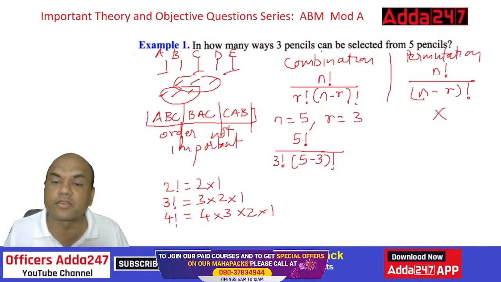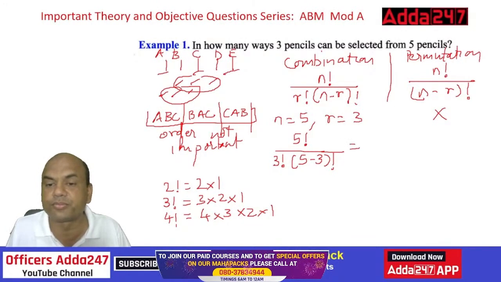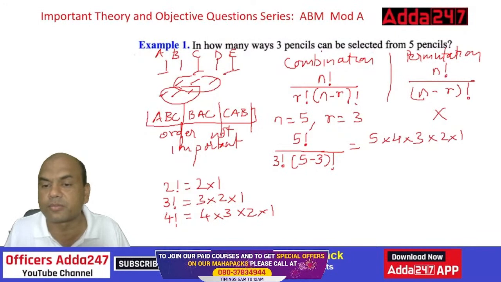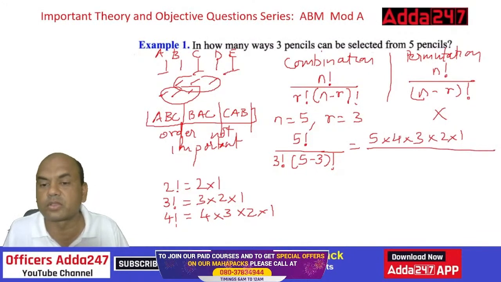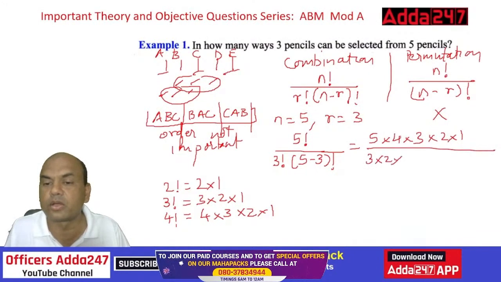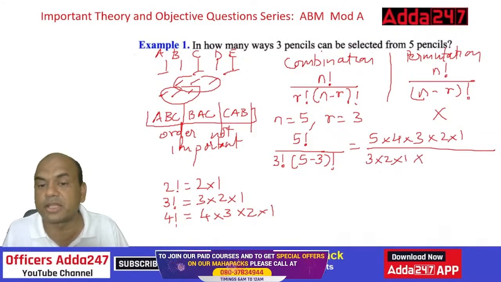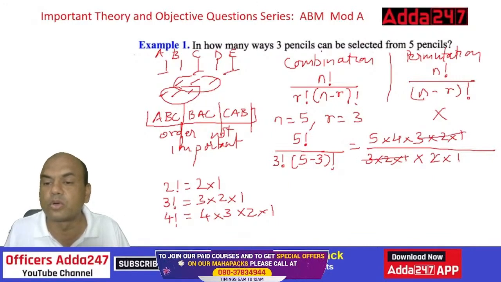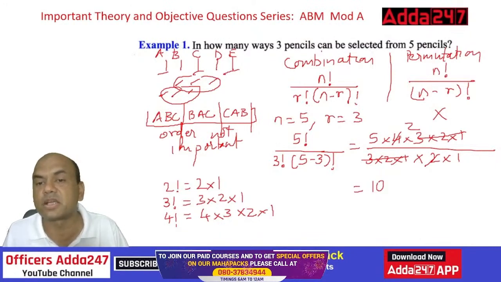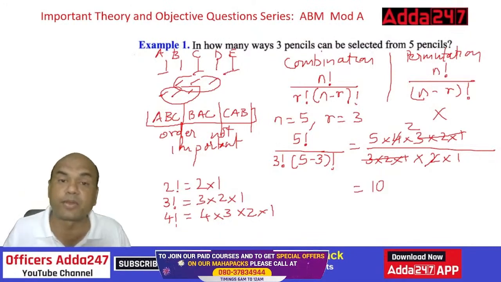So here my answer will be 5 into 4 into 3 into 2 into 1. Similarly over here, 3 factorial is 3 into 2 into 1. Don't solve it now. And this 5 minus 3 is 2 factorial, so that is 2 into 1. Now go on cancelling. This gets cancelled with this. 2 1s are 2, 2 5s are 10. So the answer is 10. So in 10 different ways, I can select 3 pencils out of 5 pencils. There are 10 different possible ways.